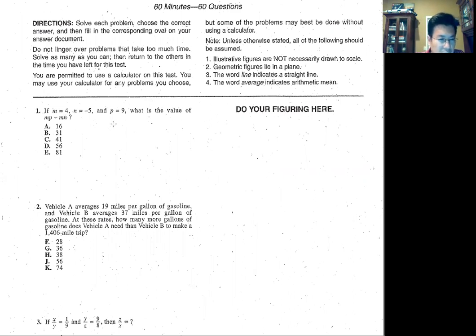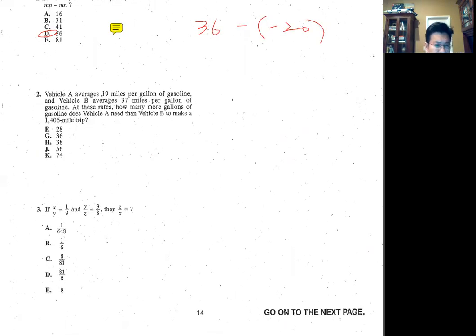Value of this MPG is 4 times 6. 36 minus 20, so 56. Equal A, average 19 miles per gallon. And then B is 37 MPG.